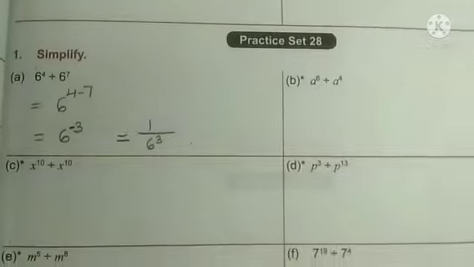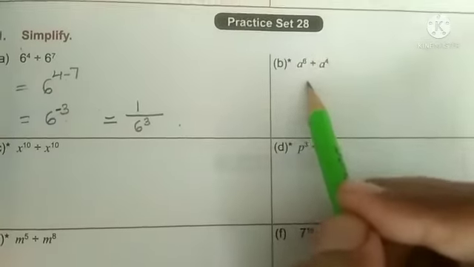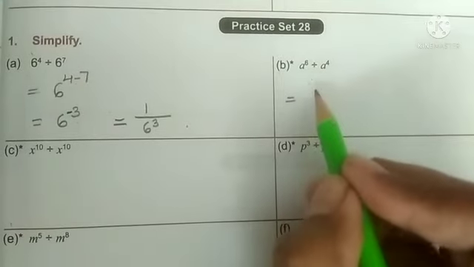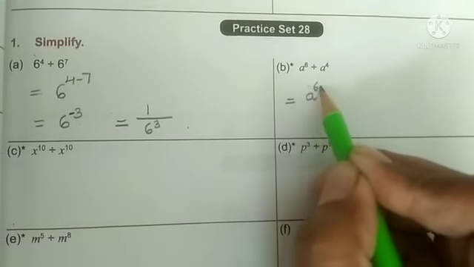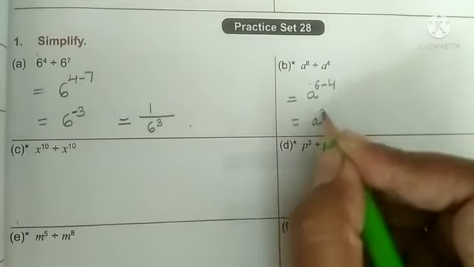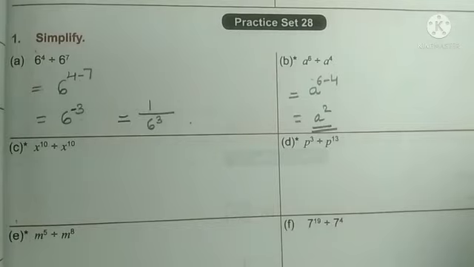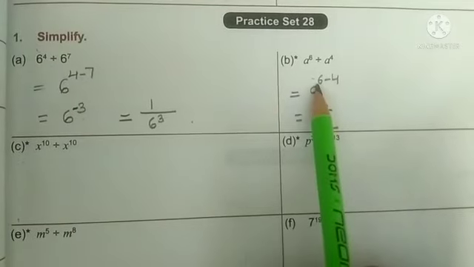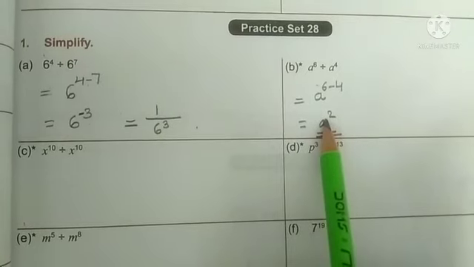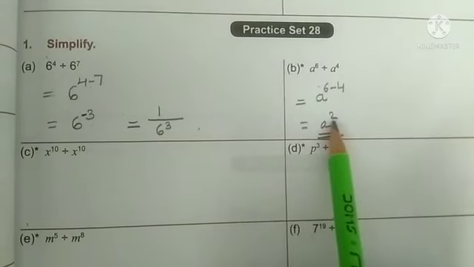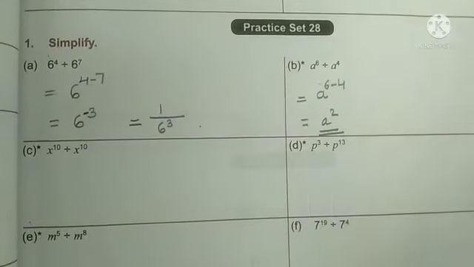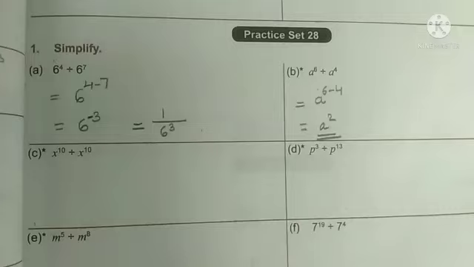Now see the next one, B1. It is given A raised to 6 divided by A raised to 4. Again we have to subtract. So A raised to 6 minus 4. What will be your answer? Your answer will be A raised to 2. Clear, students? Here 6 is the bigger number, and 6 is your positive number. That is why we have to give a positive sign. Means I have written only 2, which means it is your positive index. So like this you have to solve your practice set 28, question number 1.